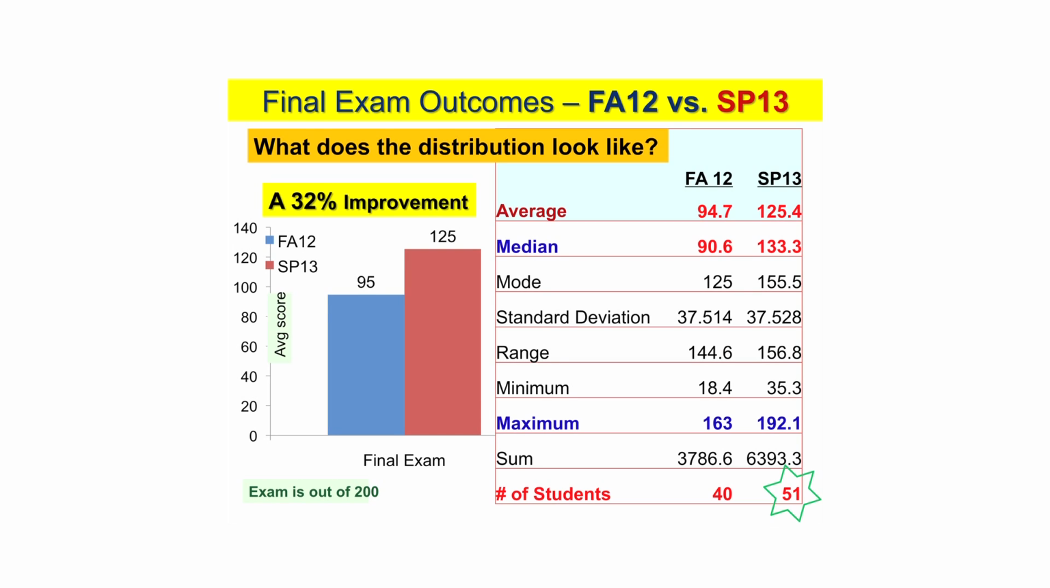Now, you see the median increased and it's greater than the average. That means relatively more students got higher grades than the average grade. And the important thing here, I feel, is the number of students who took the test. In the spring, there's 51. In the fall, there was 40. I started with the same number. So there's substantial improvement in student retention.